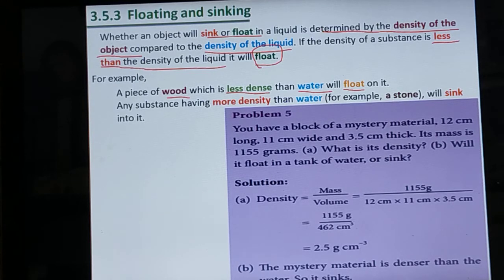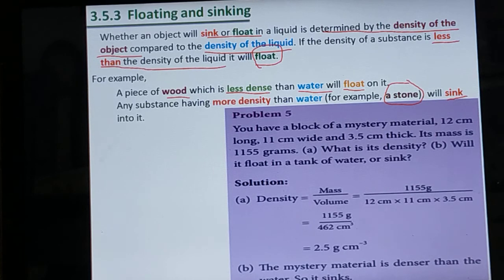Any other substance having more density than water, for example a stone, having more density than water, definitely it will what? Sink into the water. So like that, when the object's density is lesser than that of water, it can float on the water, or otherwise it will sink into the water body.